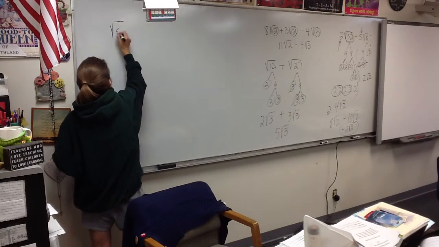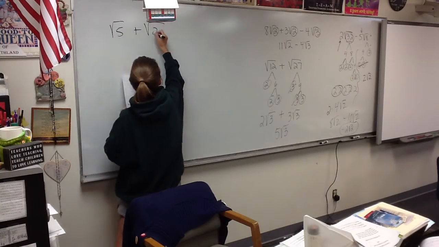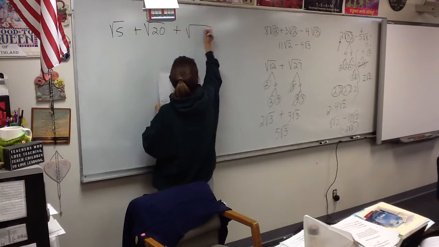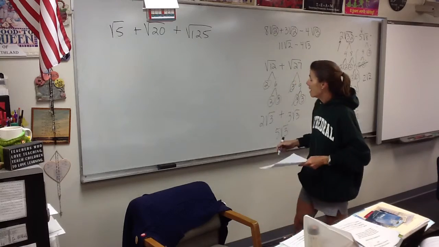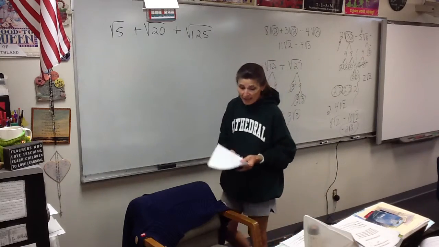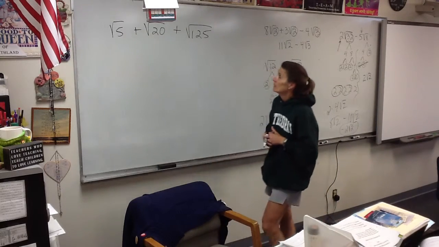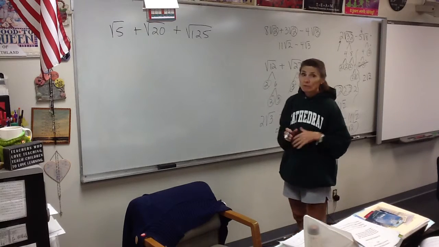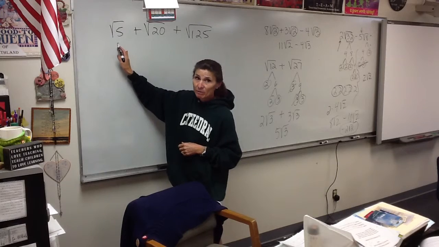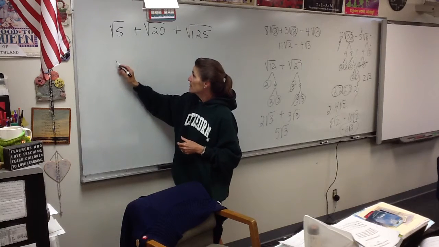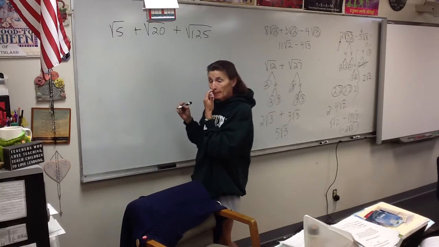How about this one? Now, none of those add up. However, some of them do simplify. The square root of 5 does not simplify, so we're going to keep it the square root of 5.